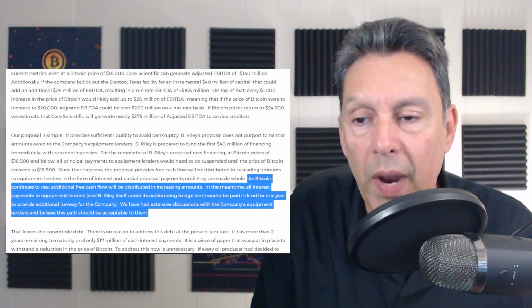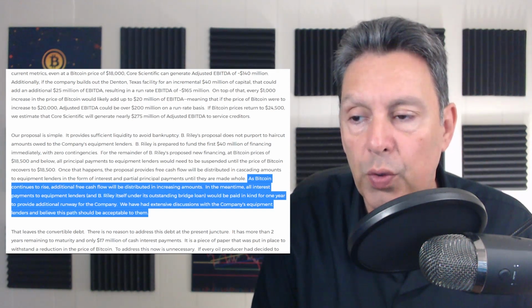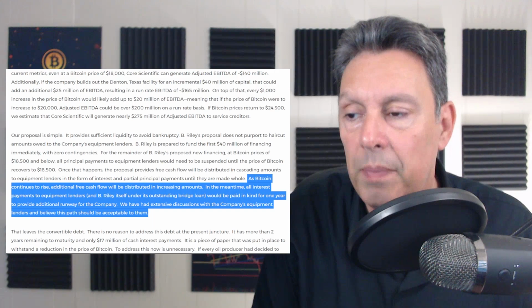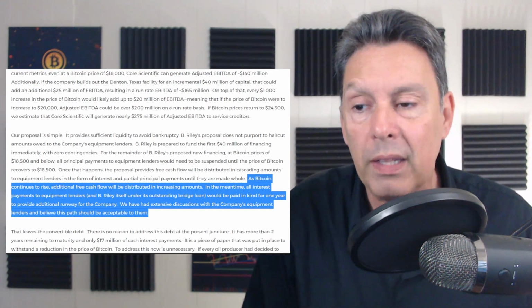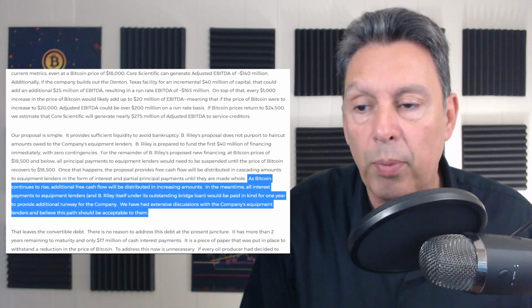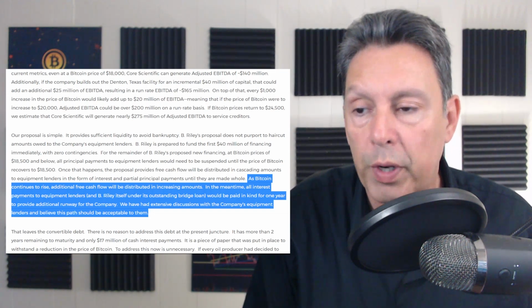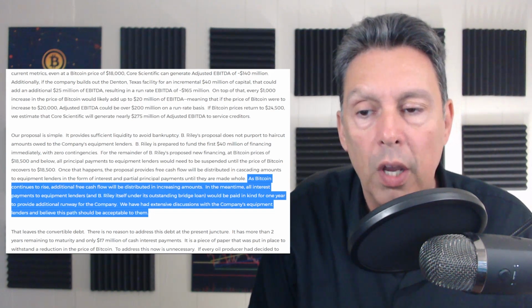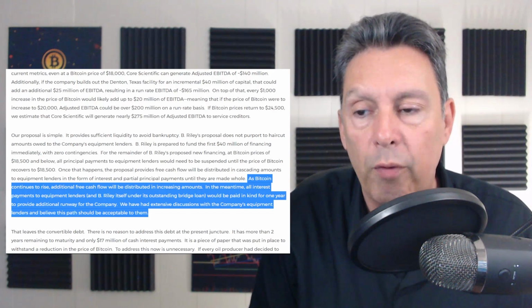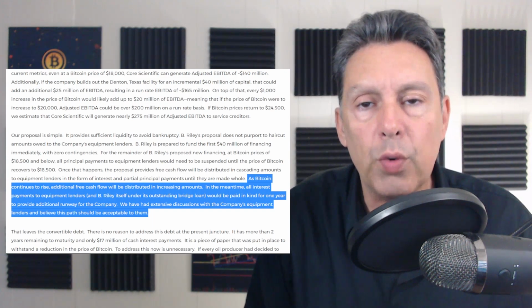As Bitcoin continues to rise, additional free cash flow will be distributed in increasing amounts. In the meantime, all interest payments to equipment lenders and B. Riley itself under its outstanding bridge loan, because remember, they're owed $42 million, would be paid in kind for 1 year to provide additional runway for the company. So they're willing to pay all interest for 1 year.